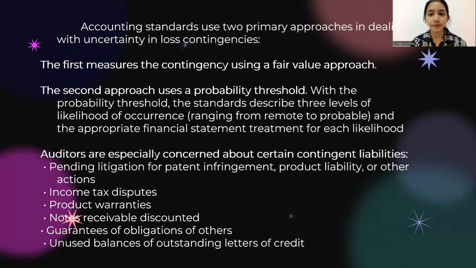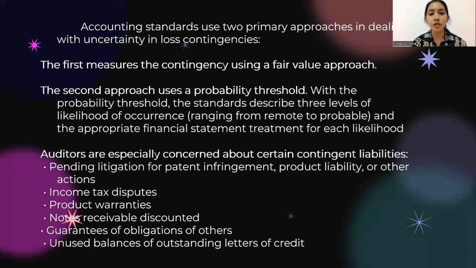Next slide. Accounting standards use 2 primary approaches in dealing with uncertainty in loss contingencies. The first measures the contingency using a fair value approach. The second approach uses a probability threshold. With the probability threshold, the standards describe 3 levels of likelihood of occurrence, ranging from remote to probable, and the appropriate financial statement treatment for each likelihood.